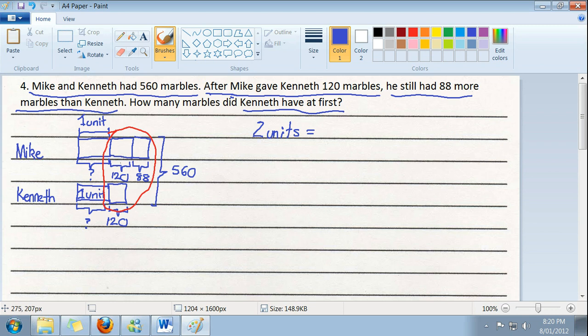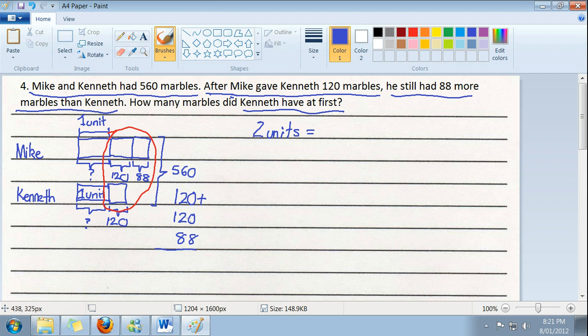Now the reason why I said to add this would be, it would be much easier for us to add this all together first and then subtract from 560. Of course you could do 560 take away 88, take away 120, take away 120, but the problem with that is it would take much longer, okay? So let's find the total of this first. Of these three. 120 plus 120 plus 88.